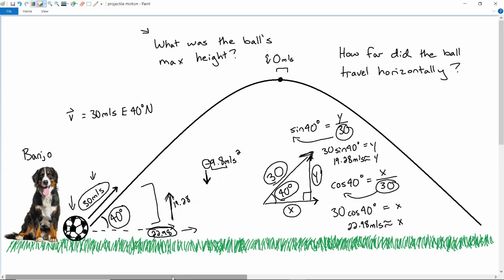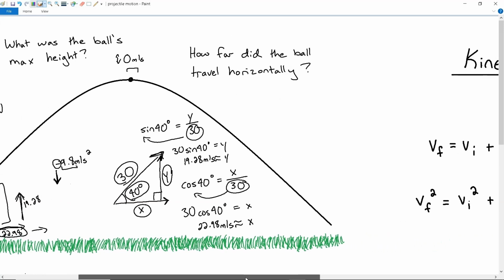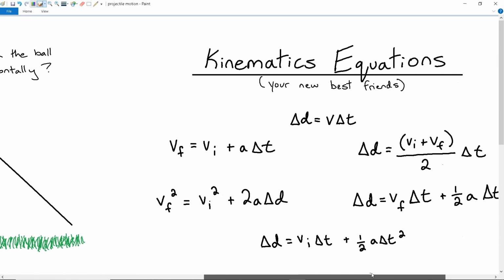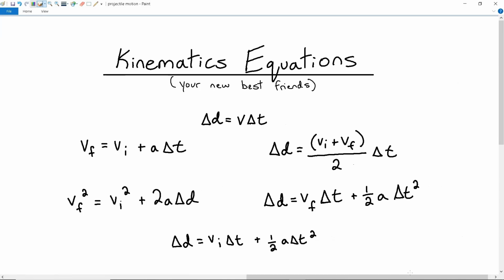And with this information, we just need to pick the appropriate kinematics equation. So these are the core kinematics equations. I'm pretty sure you'll have these on any sort of physics test, so don't worry too much about memorizing them, but it is super useful to practice them and to get comfortable using them.